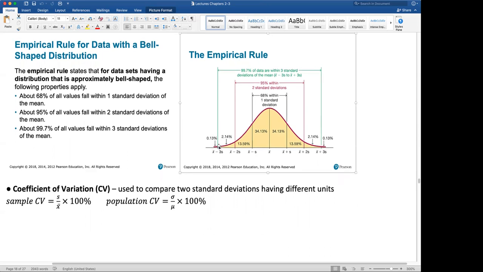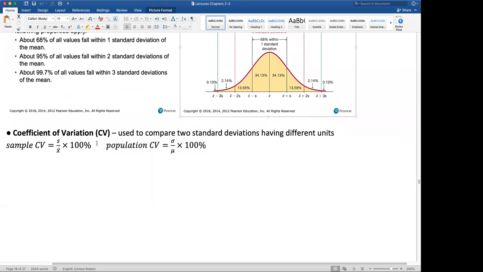Now, the coefficient of variation is called CV. We're going to use this to compare two standard deviations having different units. Look at the formula. You're going to get problems asking you to find the CV, the coefficient of variation. Calculate following that formula: s over x bar, the sample standard deviation divided by the sample mean, times 100%. So from here we can see that the coefficient of variation is a percentage.